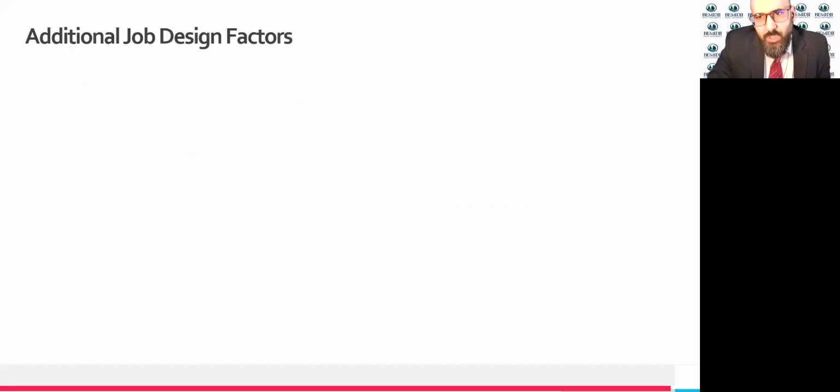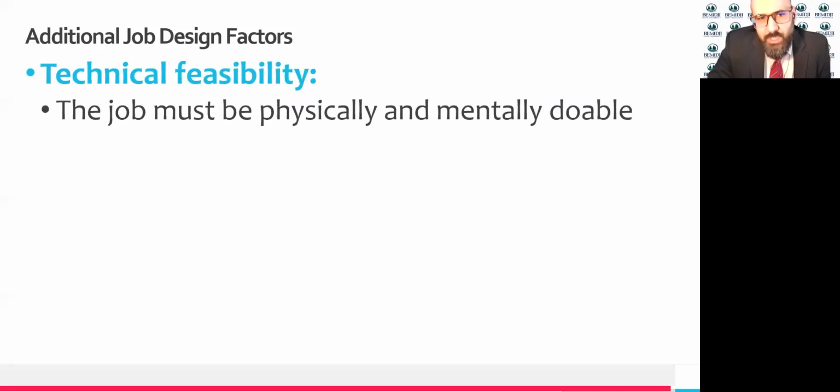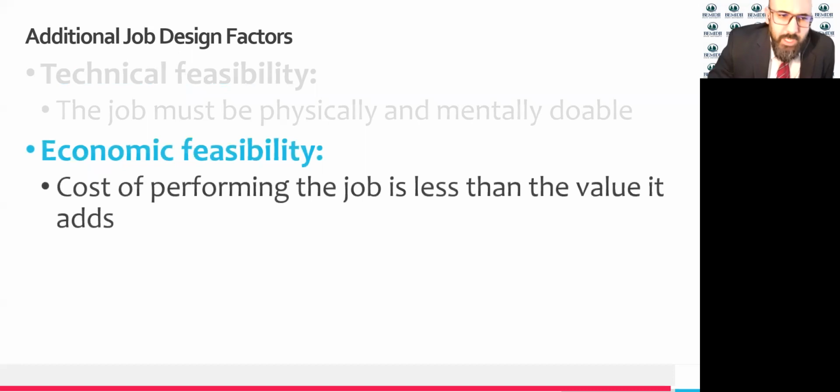Other factors that we should also consider: we need to look into the technical factor, which is that the job must be physically and mentally doable. We need to look into the economic feasibility of the job itself. Does the cost of performing the job less than the value it adds? This is important because we eventually need to sell the product or provide the service. But if that job would cost us more than the product itself, maybe this is not the right way of doing it. So we need to think about the economic concept of designing the job.